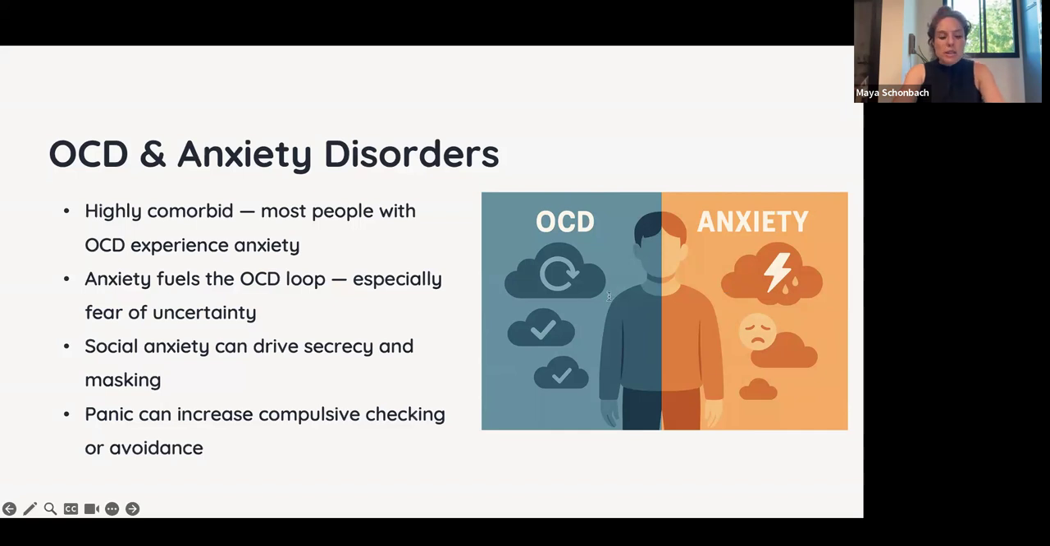For example, when social anxiety is involved, people might go to great lengths to hide their compulsions, with secrecy and masking, maybe not because they're suffering from the OCD, but because they're afraid, from the social anxiety perspective, of what others might think. And with panic disorder, panic symptoms can also intensify OCD, so maybe compulsive checking for fear of having a panic attack, or avoidance of certain triggers for the panic. We can diagnose these conditions separately, but again, it's very helpful to understand how they overlap and reinforce each other.